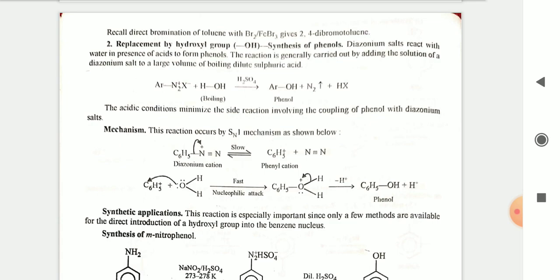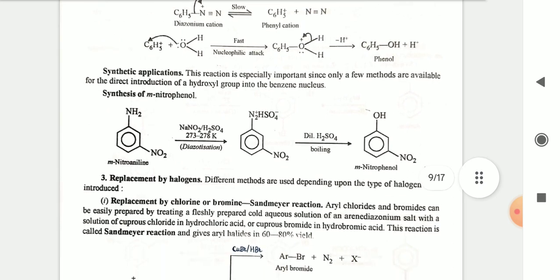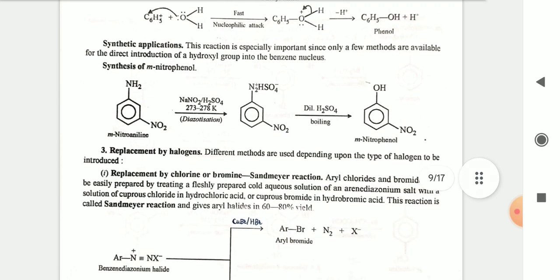Mechanism. This reaction occurs by the SN1 mechanism as shown. Diazonium cation will give the phenyl cation. After that, with the help of fast nucleophilic attack, it will give the phenol. Synthetic application. This reaction is especially important since only a few methods are available for the direct introduction of a hydroxyl group into the benzene nucleus.